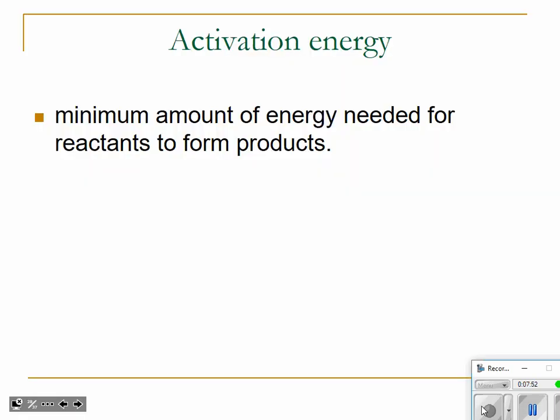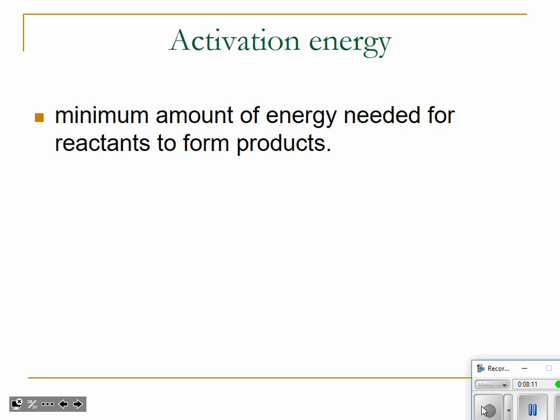Now, switch over to the enzyme page. Okay, I've got two. So here is the first part of your enzymes, the activation energy. What is activation energy? It's the minimum amount of energy that is needed for reactants to form products.